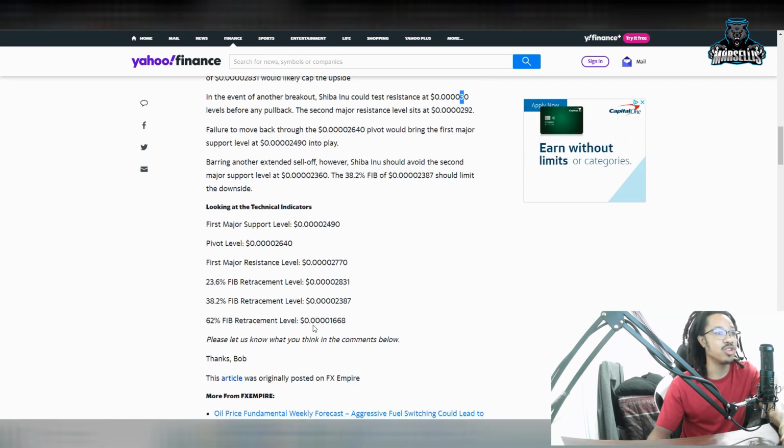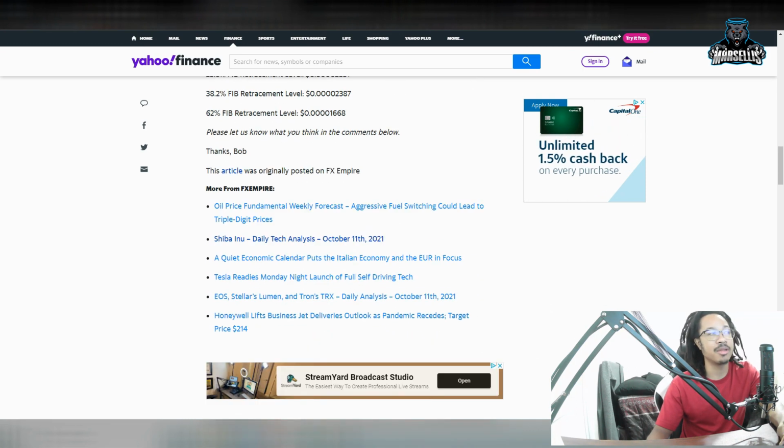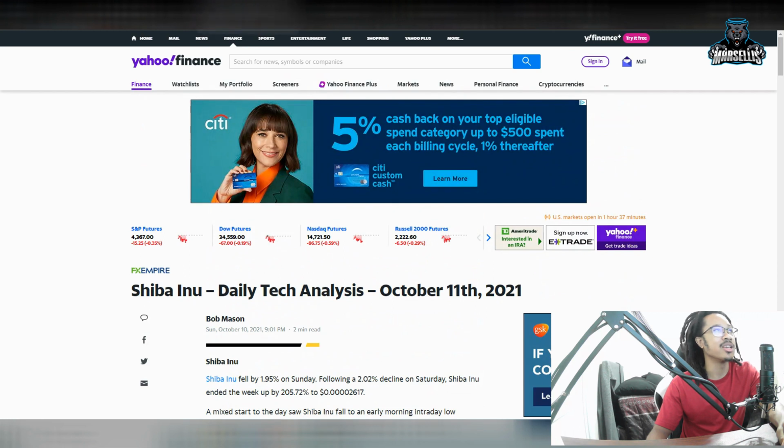Sheep is doing huge numbers. Like, it's breaking out of every single Fibonacci retracement level. It's breaking out of every single resistance. Sheep is doing pretty good.